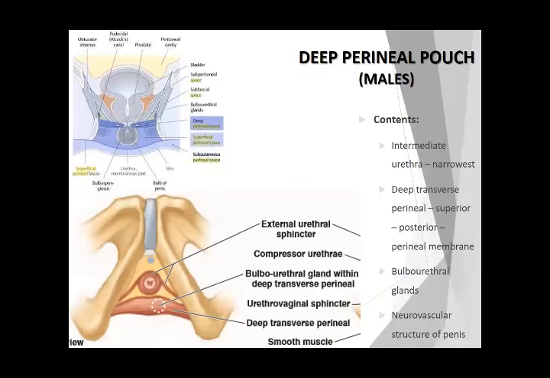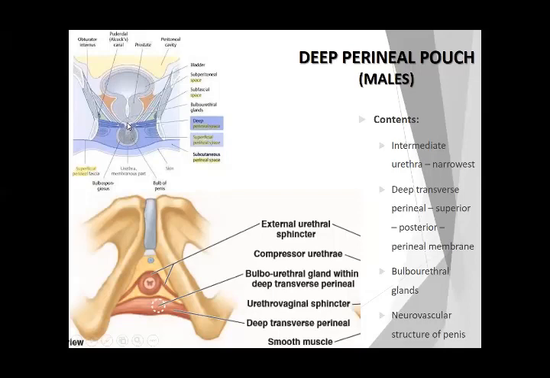Contents देख लेते हैं in the males. In the males, ये देख लीजिए, ये prostate है. This is the urinary bladder. This is the prostate, the prostatic urethra. Now the prostatic urethra leaves at the apex of the prostate and passes through the urogenital deep perineal pouch.